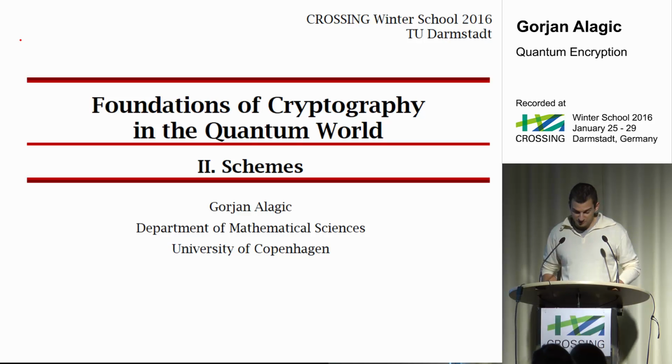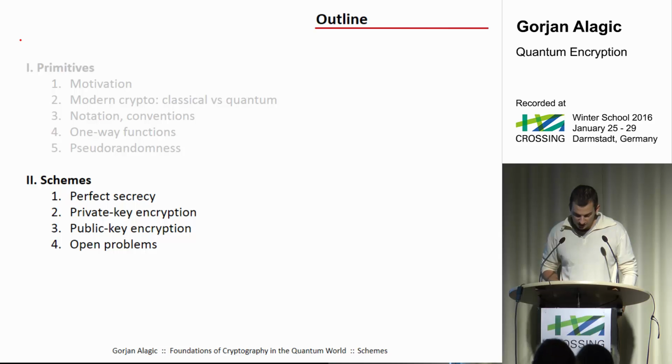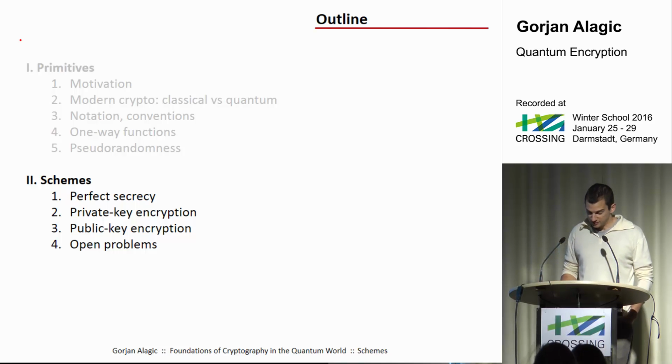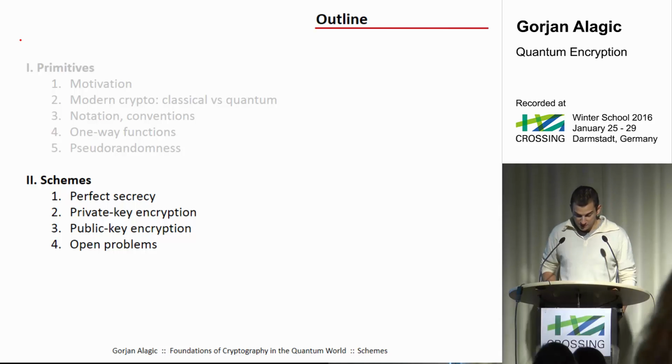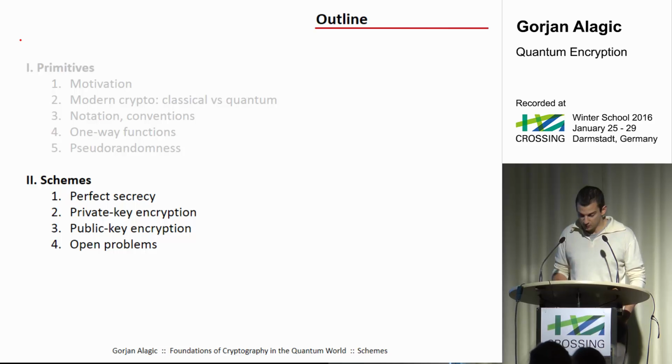Okay, so in the second part of this, I'd like to talk about encryption schemes. So last time we talked a little bit about motivation and some of these basic primitives like one-way functions and pseudo-random generators and pseudo-random functions, and now I'd like to talk about how to encrypt data perfectly and then how to do it with computational assumptions in a private and public key setting.